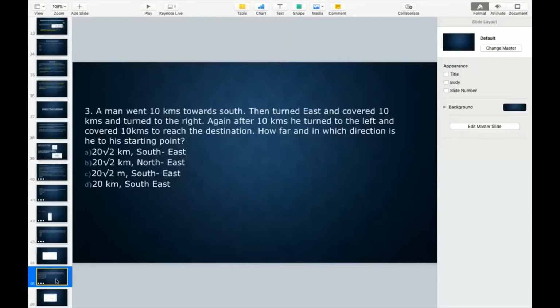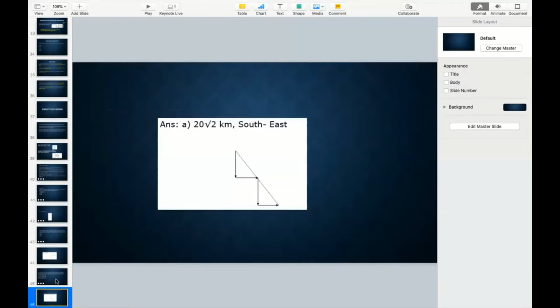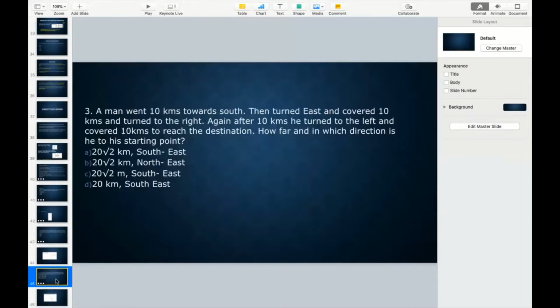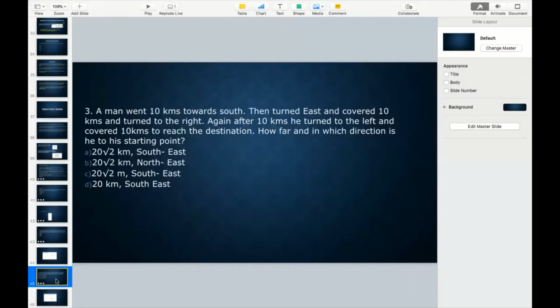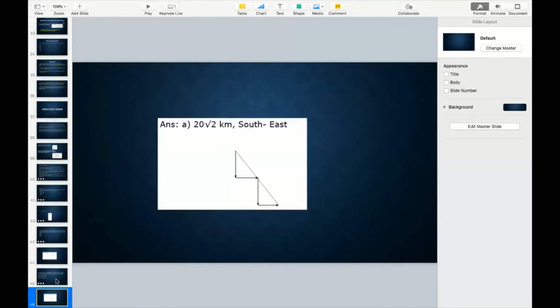You can see first the person moved 10 kilometers towards south. So in the diagram, you can see 10 kilometers towards south. Then the man turned east and covered 10 kilometers. So east 10 kilometers, and then the person turned right 10 kilometers, and then again left 10 kilometers. So this would be your diagram.